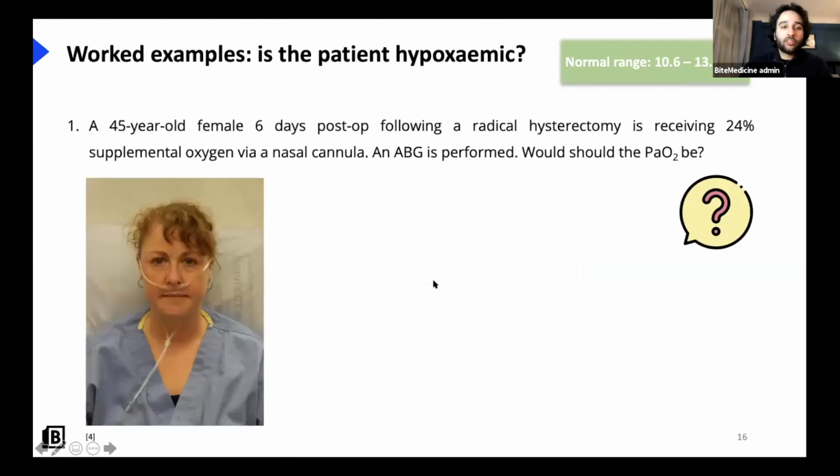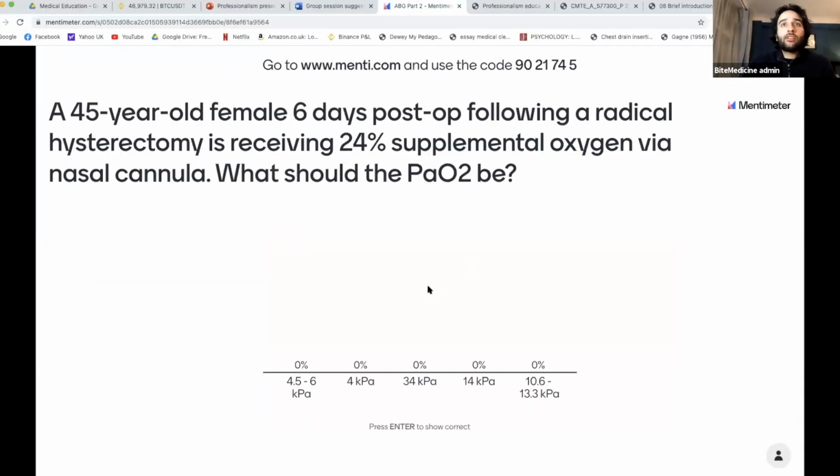So some cases. We have this 45-year-old lady who presented 6 days post-op following a radical hysterectomy. She's receiving 24% oxygen. Now, don't answer this question in the chat. I'm going to try and use our Mentimeter if we can. So have a look at there.